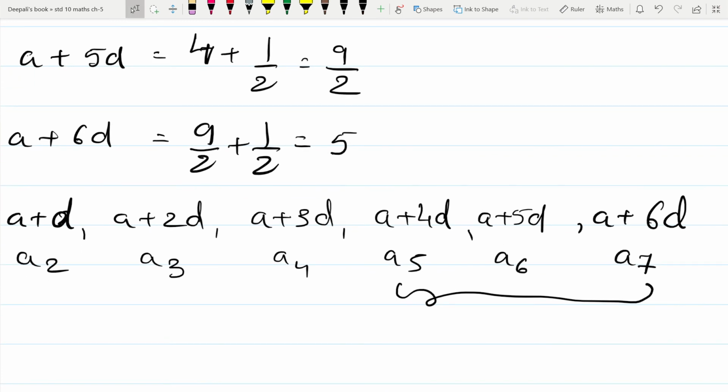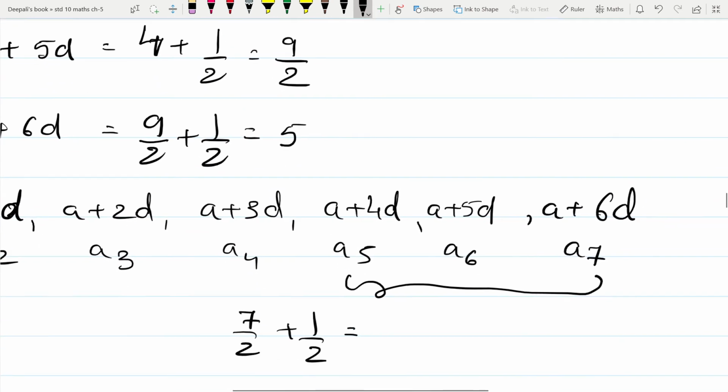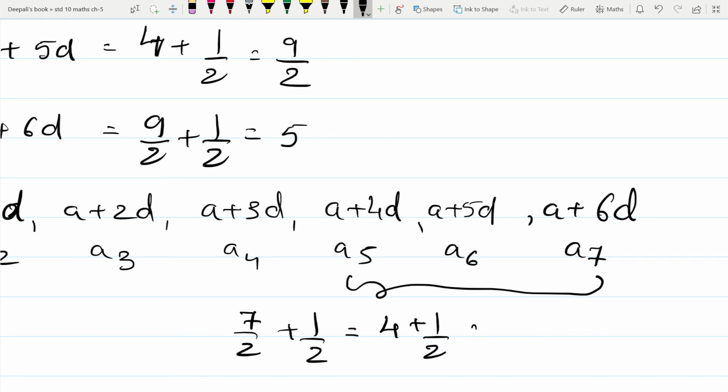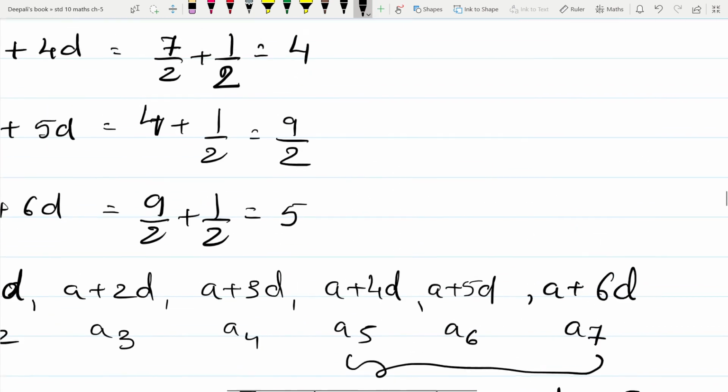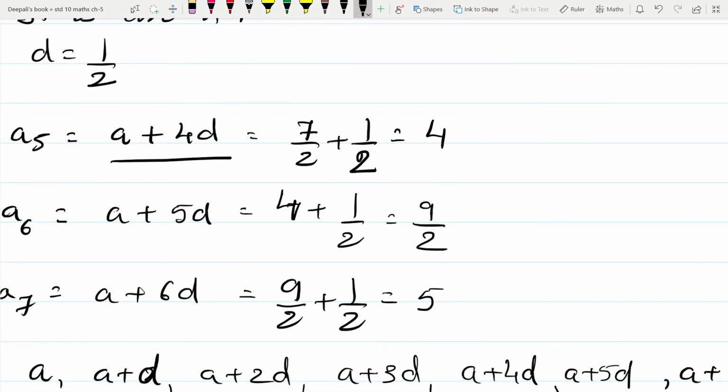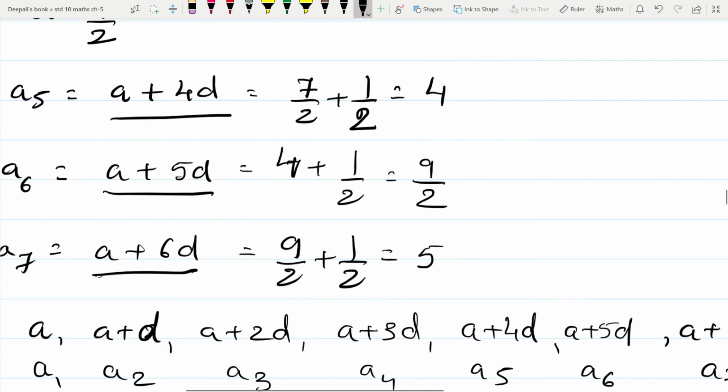I can do it by 2 methods. I can straight away say what is A4. A4 is, in this question, 7 upon 2. I go on adding 1 by 2 and I get the 5th term. Then I get the 6th term by adding 1 by 2 to it. That is 9 by 2 plus 1 by 2, I get 5. So this is my A5, this is my A6 and this is my A7. Or you can directly apply these formulas by putting the value of A and D.